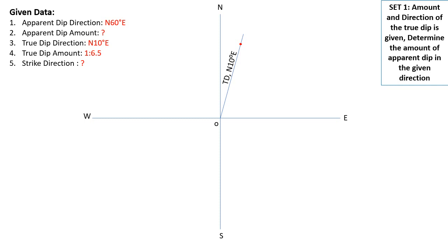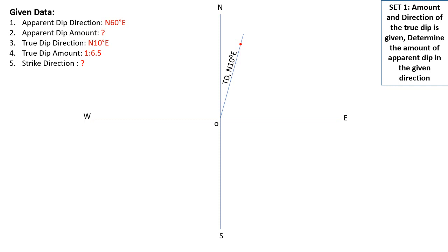Okay, so what we did, first we have drawn the north, south, east, west line meeting at point O. Then we have marked the true dip direction, that is north 10° east, and along that line we have marked 6.5 centimeter distance. Now this is the true dip. Now we know the relation of true dip and strike. How will you find out the strike direction if you know the true dip?